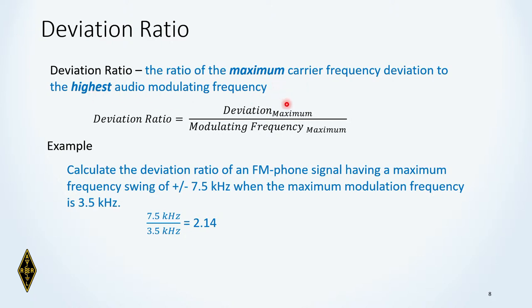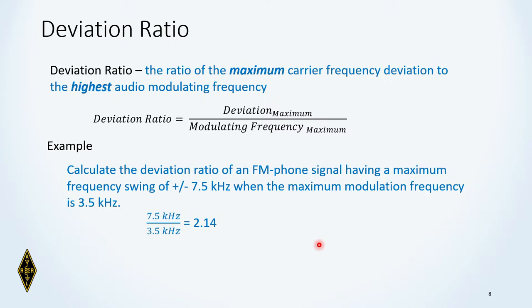So that's a constant ratio. 5 divided by 3 is about 1.67. And here's another example from a pool question. Calculate the deviation ratio of an FM phone signal having a maximum frequency swing of plus or minus 7.5 kilohertz when the maximum modulation frequency is 3.5 kilohertz.